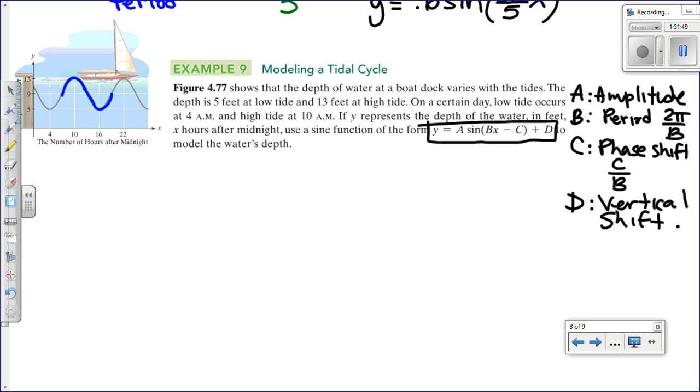So you may know that the tide goes up and down. The depth is 5 feet at low tide, so that could be our minimum. And it is 13 feet at high tide, so that could be our maximum. On a certain day, low tide occurs at 4 a.m. And actually, you can see it here. At 4 a.m., you have low tide, and high tide at 10 a.m. So that high tide will be at 10 a.m.